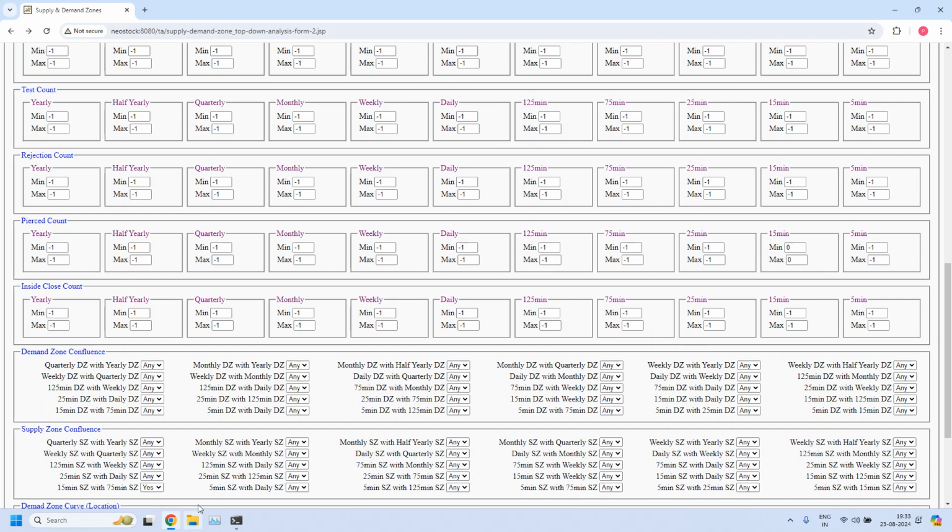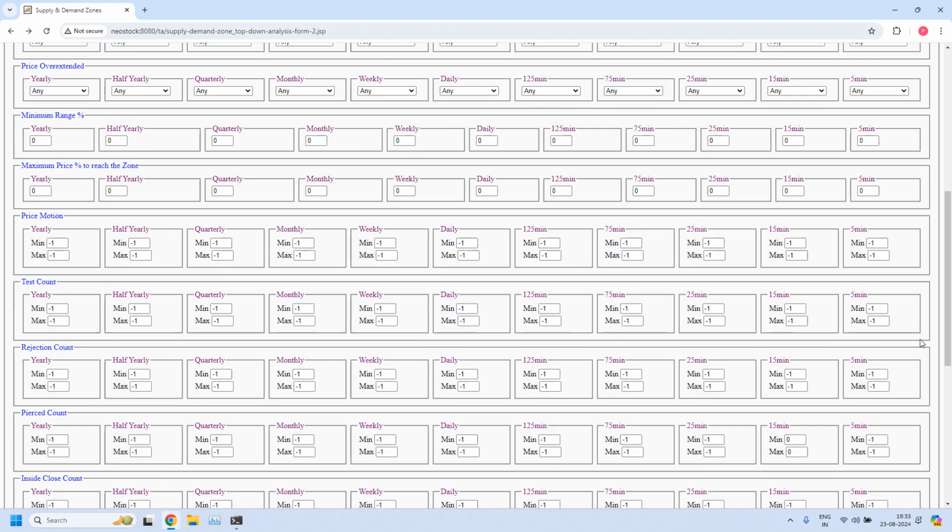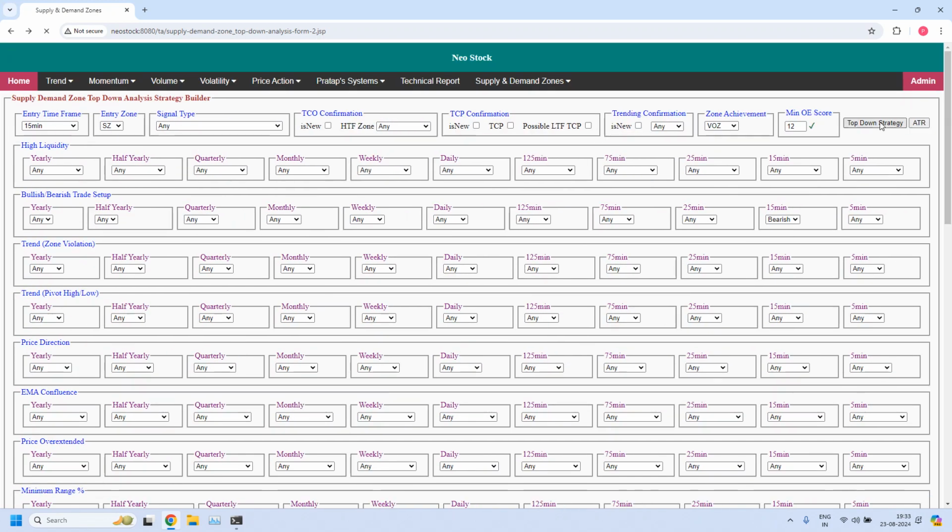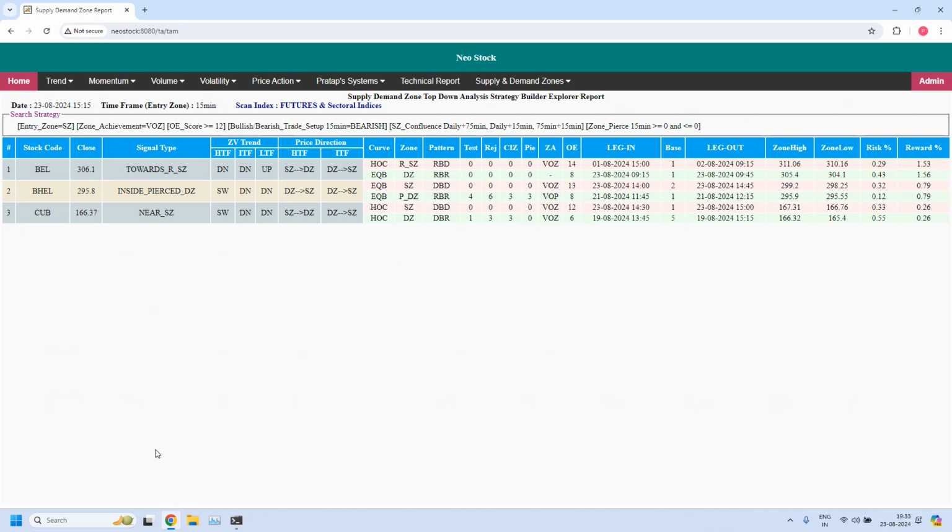Okay, already we enabled the 15 minute supply zone with the 75 minute supply zone. And now the 15 minute supply zone with the daily supply zone I am also enabling, and 75 and daily also. With all 3 filters, out of 7, how many are getting filtered? Let us check. 3 stocks.